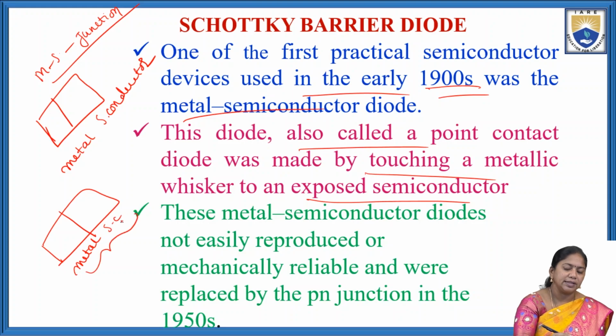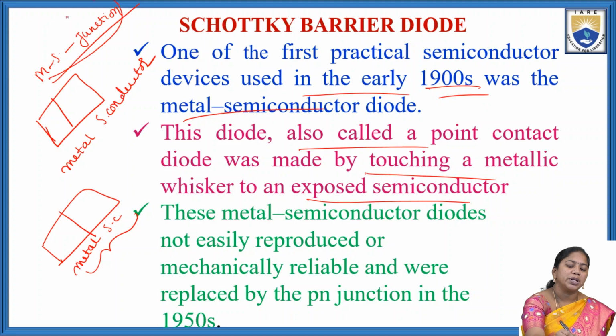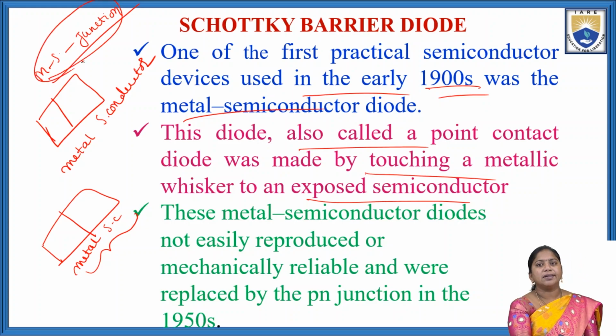When a metal is in intimate contact with the semiconductor, it forms the metal semiconductor junction, which is simply called the Schottky barrier diode. Schottky diodes are also called point contact diodes, made by touching a metallic whisker to the exposed semiconductor.